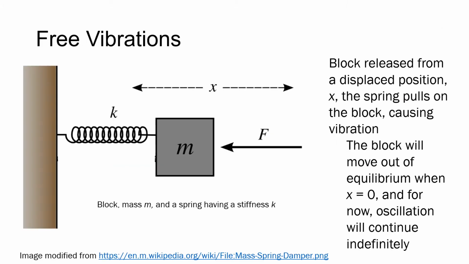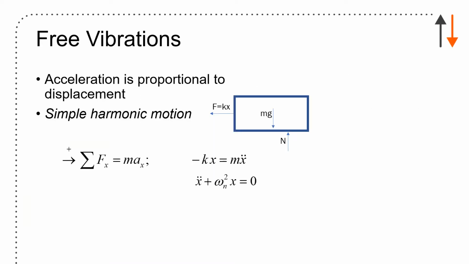We'll talk about what those are later. But let's start with the first one. A block that is horizontal, so there's a floor underneath this mass. It's released from a displaced position x, and the spring is going to want to pull back on the block, and it's going to cause a vibration that's going to move back and forth. So something like this. This is what I kind of expect. And the block will move out of equilibrium when x equals 0, and for now, oscillation, as far as we're concerned, will continue indefinitely.